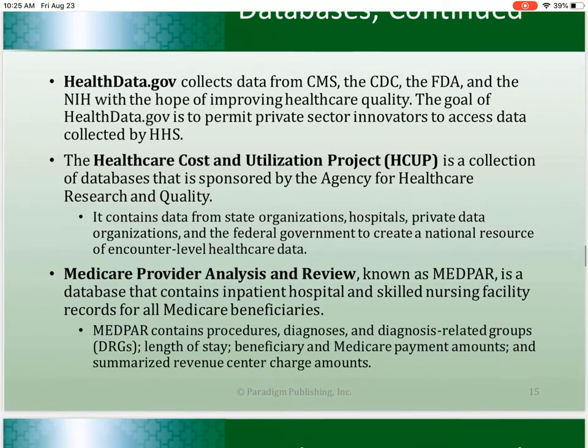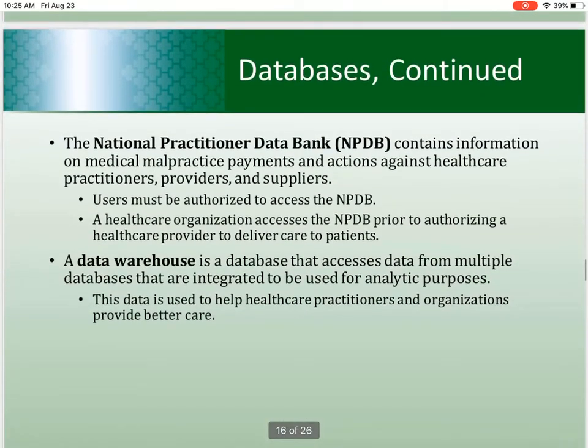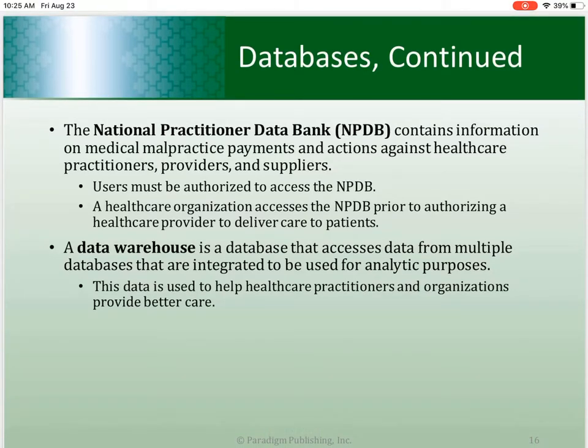And then our last one is the National Practitioner Data Bank. We'll talk about this in PI as well, but this is a database that contains information on medical malpractice payments and actions against healthcare practitioners, providers, and suppliers. It was established in 1986 by Congress to deter practitioner fraud and abuse and promote healthcare quality.